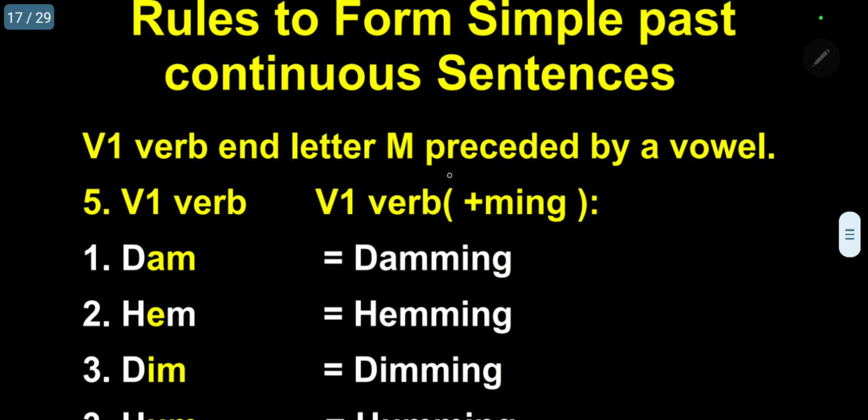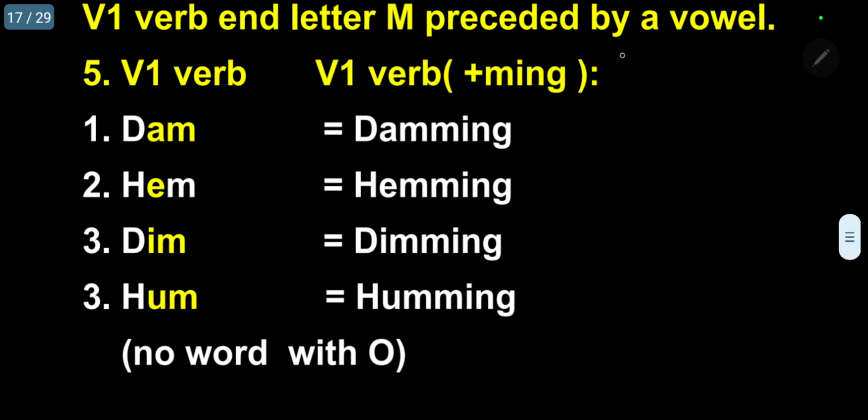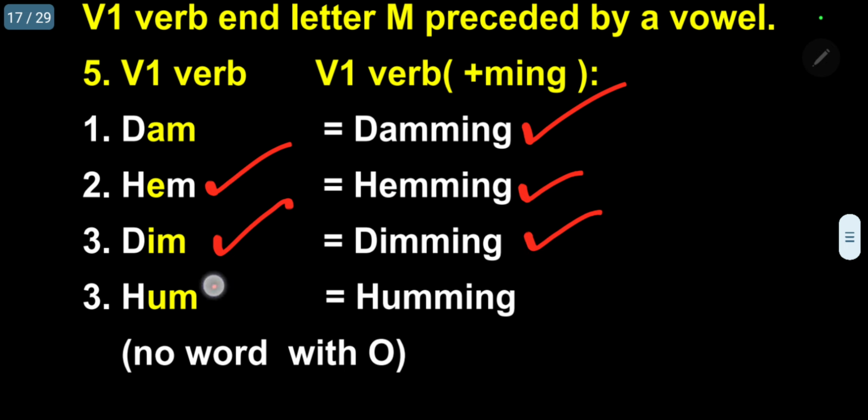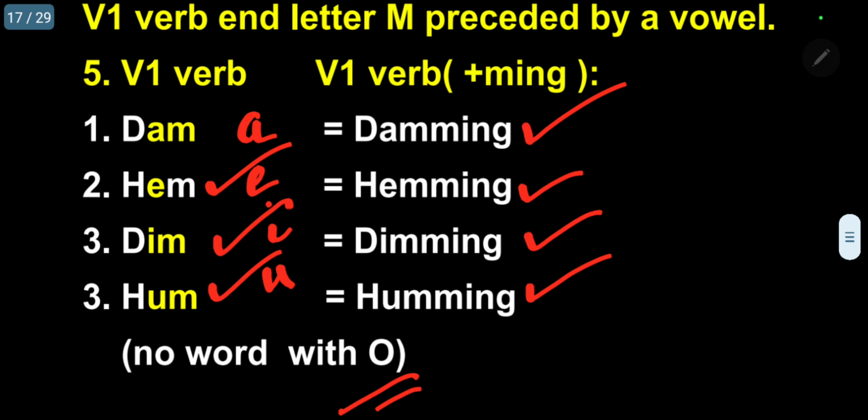The next one, M. Kindly follow. In the case of M: dam, damming, hem, hemming, dim, dimming, hum, humming. Again, A, E, I, U. Again, I have observed no word ending with M where the vowel is O. I have not observed any. Kindly follow.